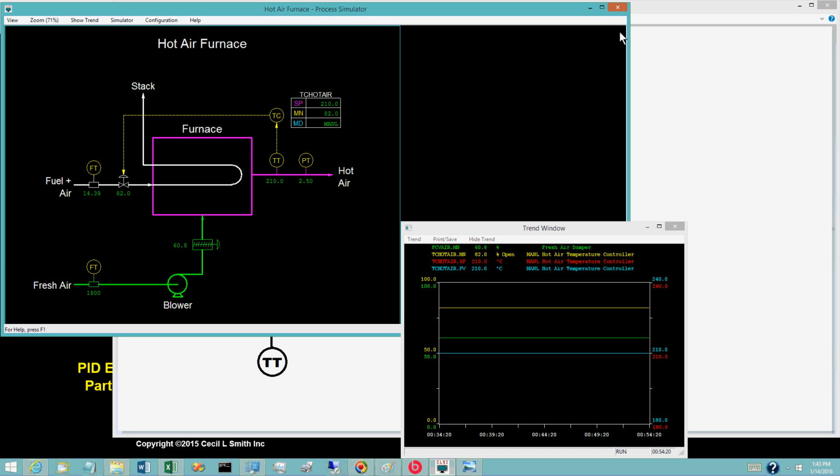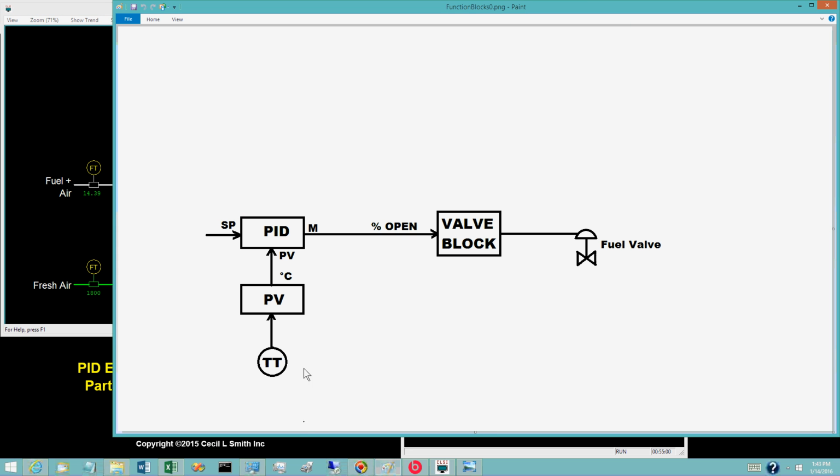The PID block in the diagram is for the hot air temperature controller. The PID block has two inputs, the process variable and the set point. The PV input is the output of the PV block for the hot air temperature. The set point is provided by the process operator, so no source is indicated for the SP input on the block diagram.